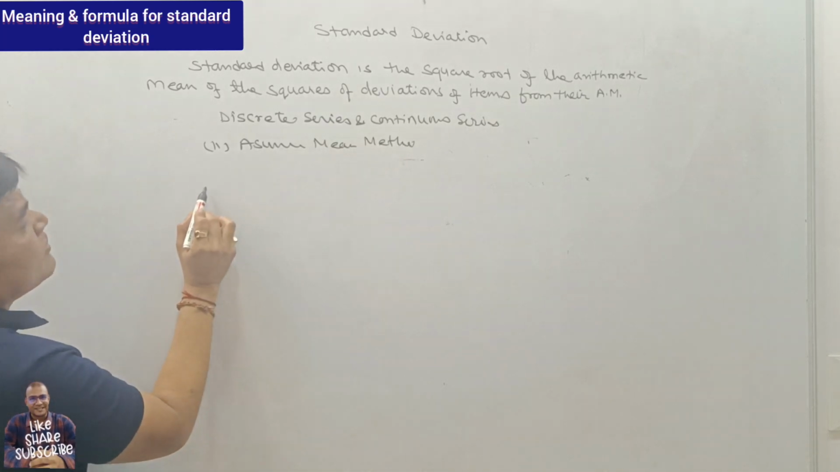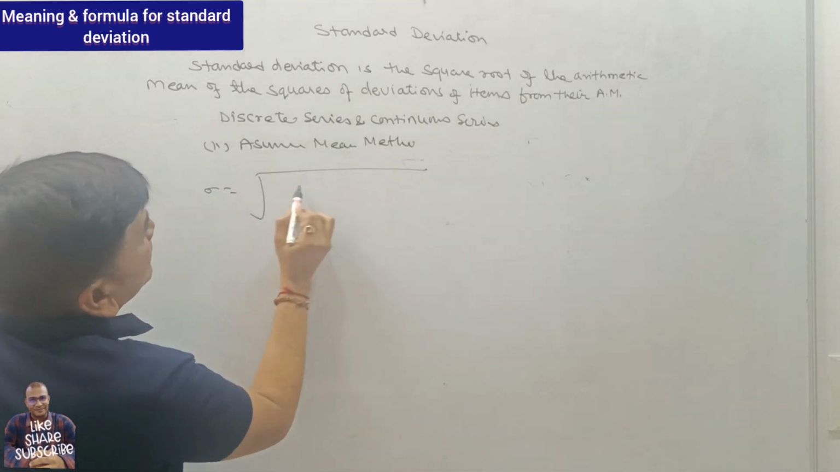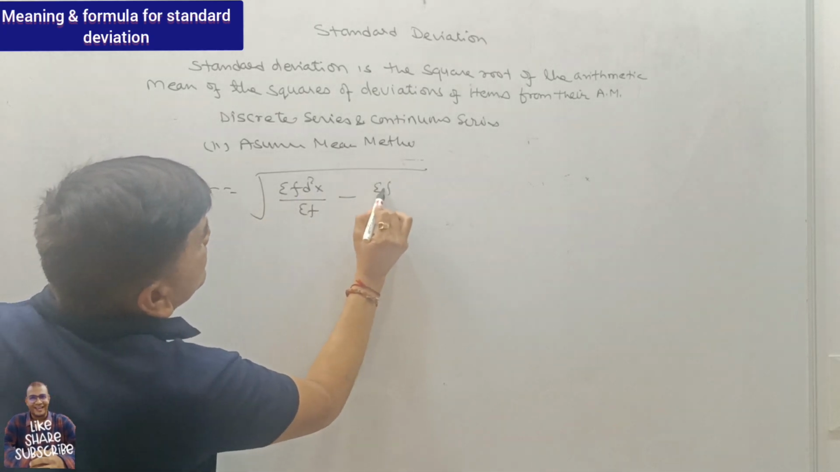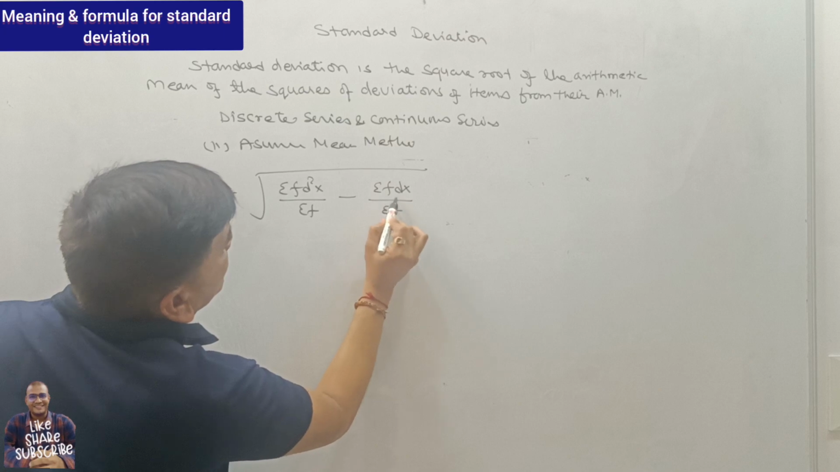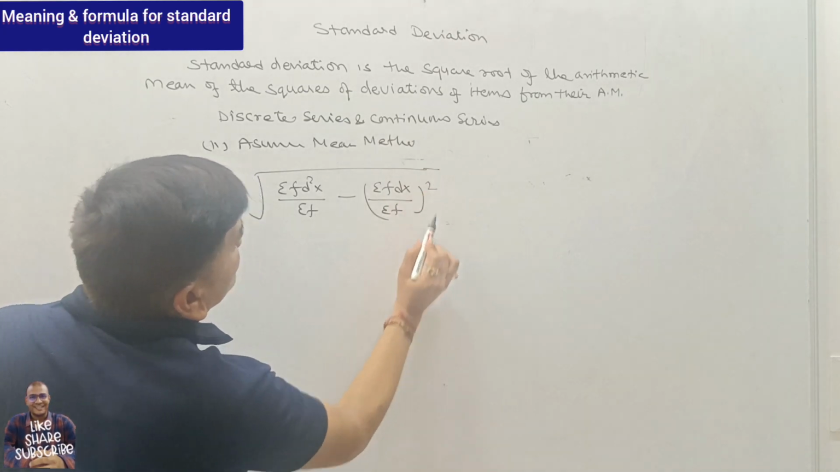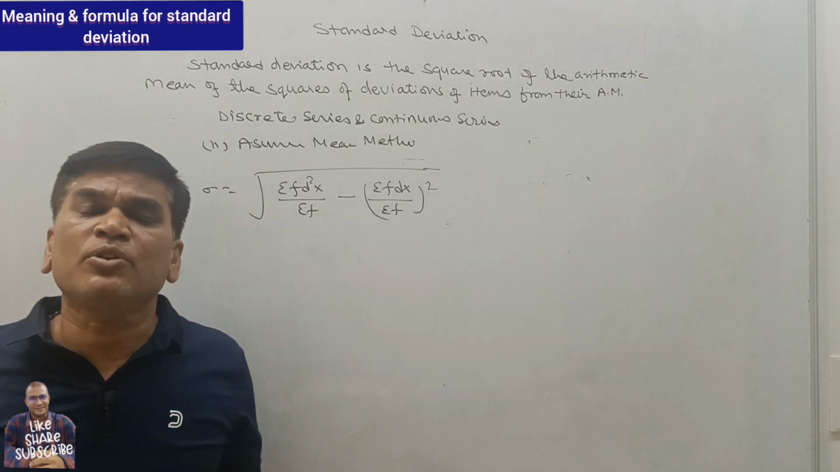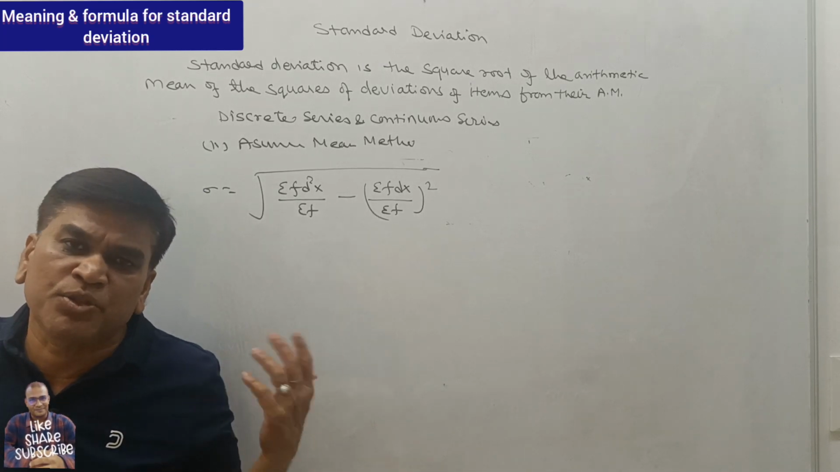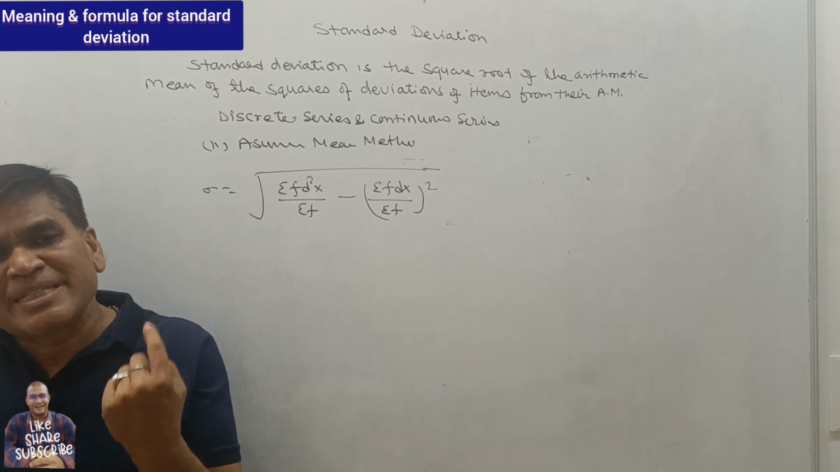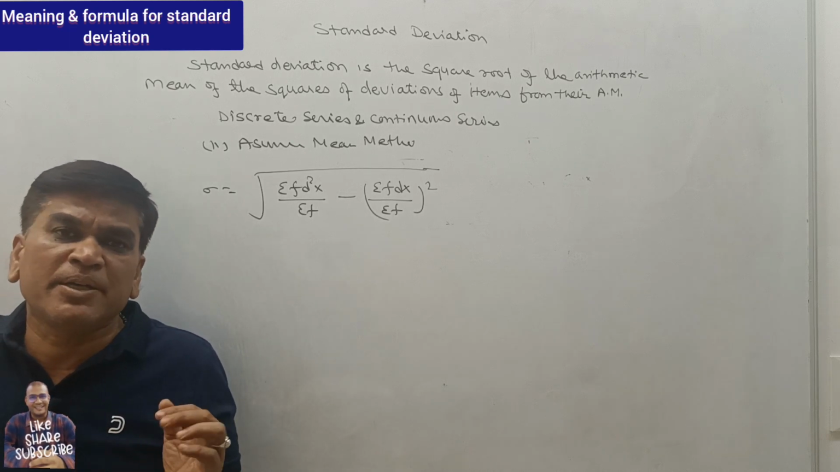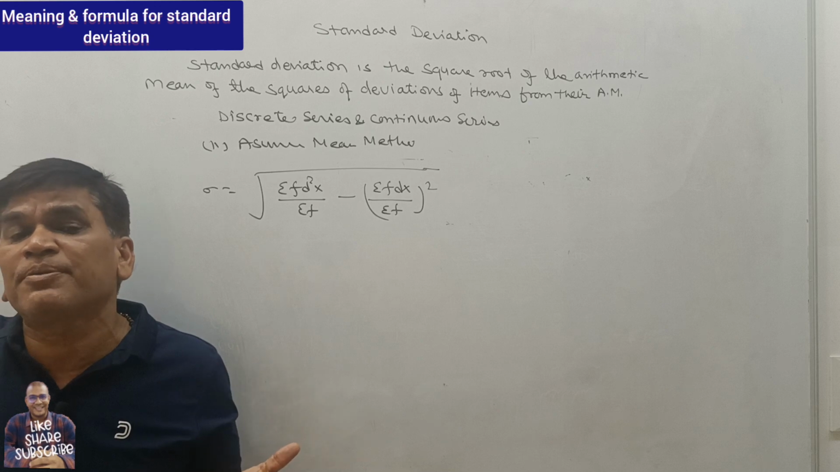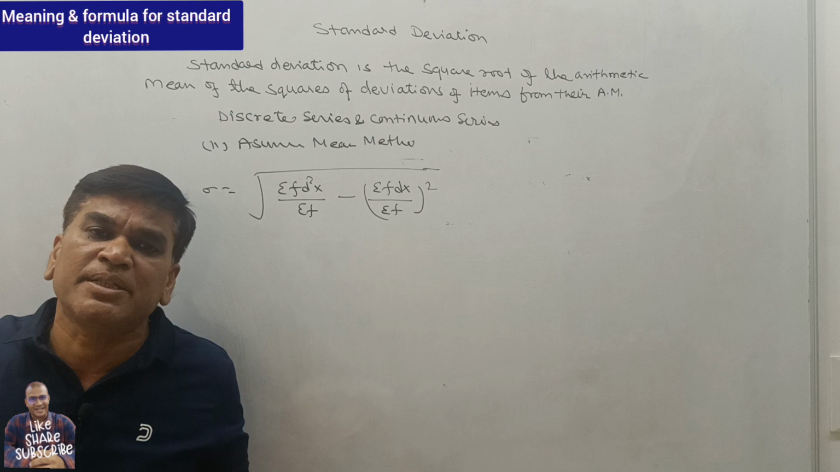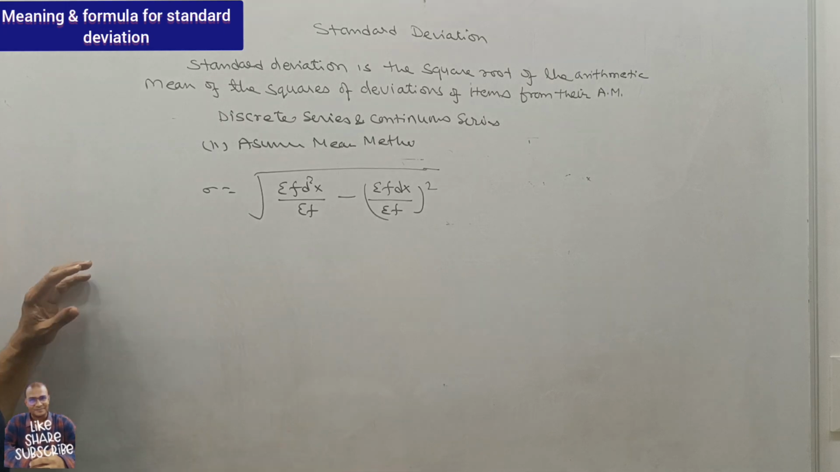For the assumed mean method, calculating standard deviation is sigma f d square x upon sigma f minus sigma f dx upon sigma f, raised to power 2. We have 3 or 4 formulas to calculate the standard deviation from the assumed mean method, but I am discussing only one formula, because the result will be the same and so many formulas will create confusion in the students' minds. So this is the best method.